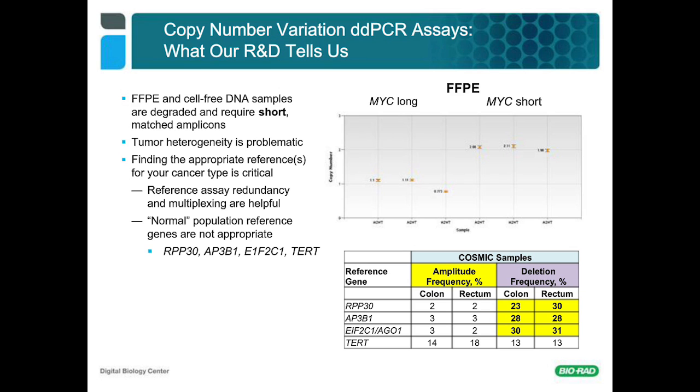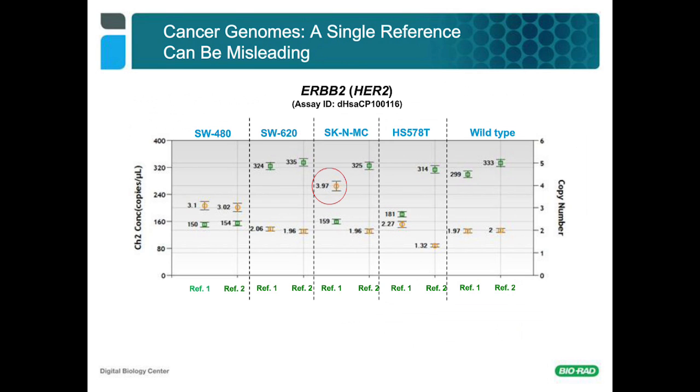Tumor heterogeneity also causes problems for copy number variation studies. Identifying the most appropriate reference for your tumor type becomes the most critical issue. We recommend using multiple references and multiplexing. Normal population references, especially TERT, are not appropriate for many cancers, as they are frequently deleted or amplified in certain cancer types. One thing that you can do is check on the COSMIC site for your references of interest and your cancer subtype of interest, and identify targets and regions in the chromosomes that are least likely to be deleted or amplified. Due to the heterogeneous nature of tumors, a single reference is often inadequate for calling copy number.